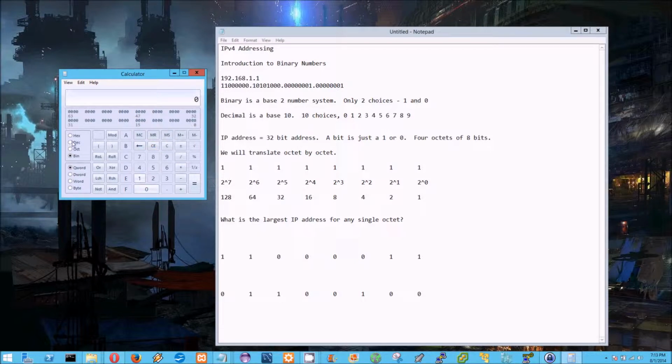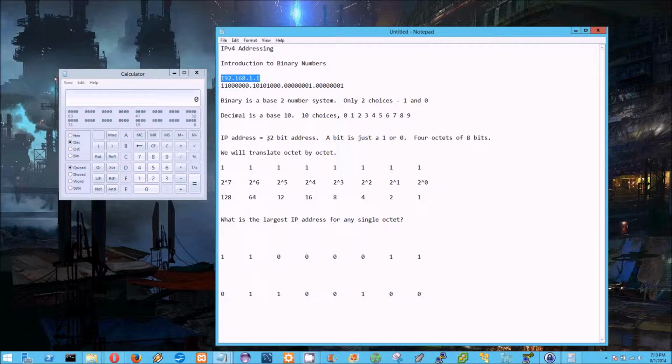Okay, so binary is a base 2 number system. There's only ones and zeros in this. You only have two choices, ones and zeros. And decimal, what we're going to be converting it to, is a base 10 system. You have 10 choices, 0 through 9.